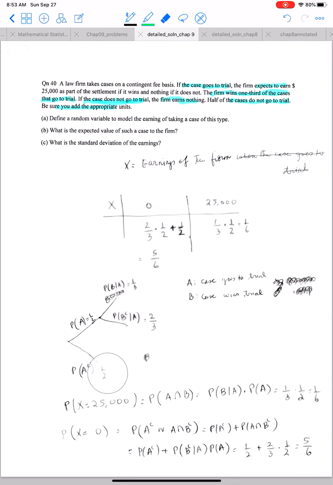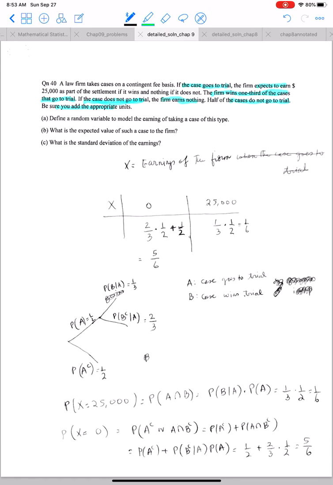Next, a law firm takes cases on a contingent fee basis. If the case goes to a trial, the firm expects $2,500 as a part of the settlement if it wins, and nothing if it does not. The firm wins 1/3 of the cases that go to the trial.